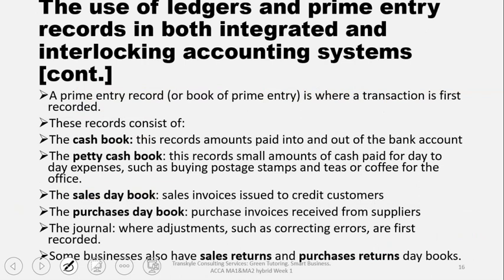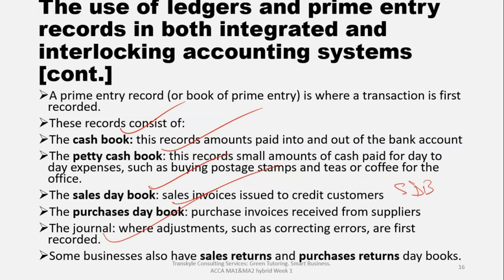Now, a prime entry record or book of prime entry or original entry is where a transaction is first recorded. These records consist of a cash book, which records amounts paid into and out of the bank account. Then the petty cash book. This records small amounts of cash paid for day-to-day expenses such as buying postage stamps and tea or coffee for the office. Then the sales day book, sales invoices issued to customers. This is the SDB I have just talked about. Then the purchase day book, the purchase invoices received from suppliers. Then the journal, where adjustments such as correcting errors are first recorded. Some businesses also have sales returns and purchase returns day books. So these are the books of prime entry.